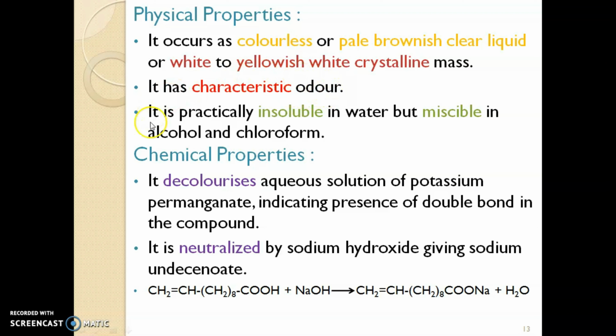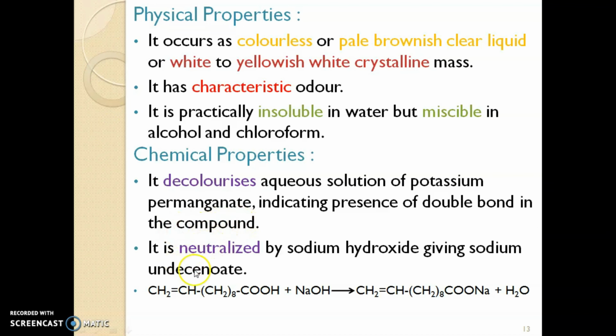This acid is insoluble in water but miscible in alcohol and chloroform. These are physical properties. So from this you clearly know that physical properties means color, odor, solubility like properties. For all the remaining drugs we will see these physical properties. Next important point is the chemical properties. Undecylenic acid will decolorize the solution of potassium permanganate. It is indicating the presence of a double bond.